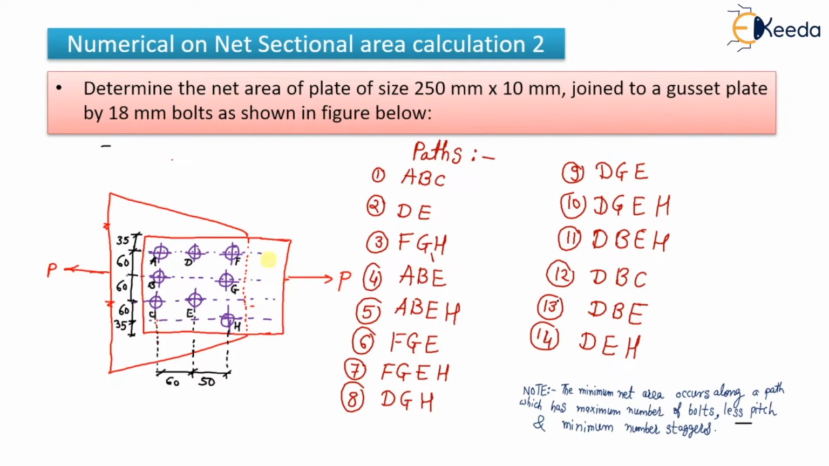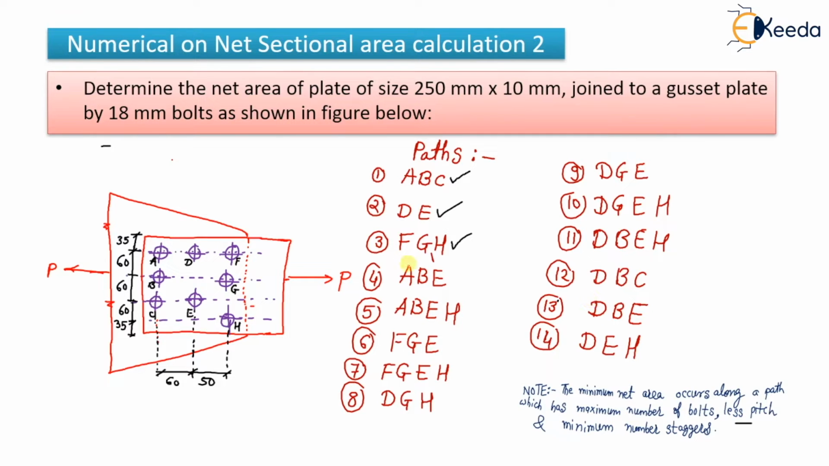So how can you decide? First, I have already told you that you will have to calculate the net area for all the chain paths. So these three chain paths are compulsory. You should calculate the net area for these chain paths. Now comes the staggered one. For that you have to apply this condition: maximum number of bolts, less pitch and minimum stagger.